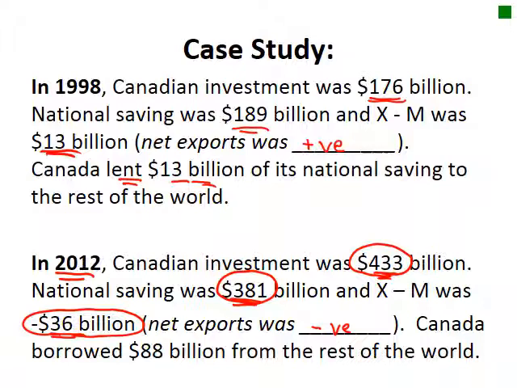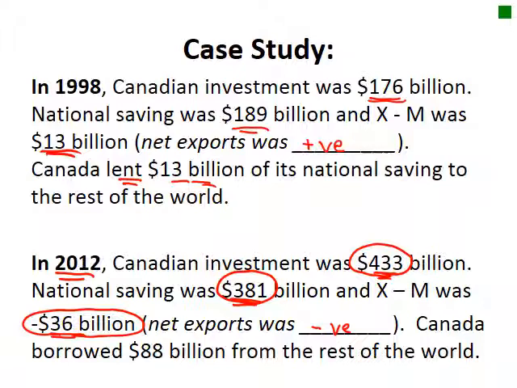So we know that Canada did not have to go out and borrow from the rest of the world to finance our investments. Furthermore, we were exporting more than importing. And if we're exporting more than importing to the tune of $13 billion, then the rest of the world has to borrow that $13 billion from Canada to pay for those additional exports, which in terms of them are their imports.